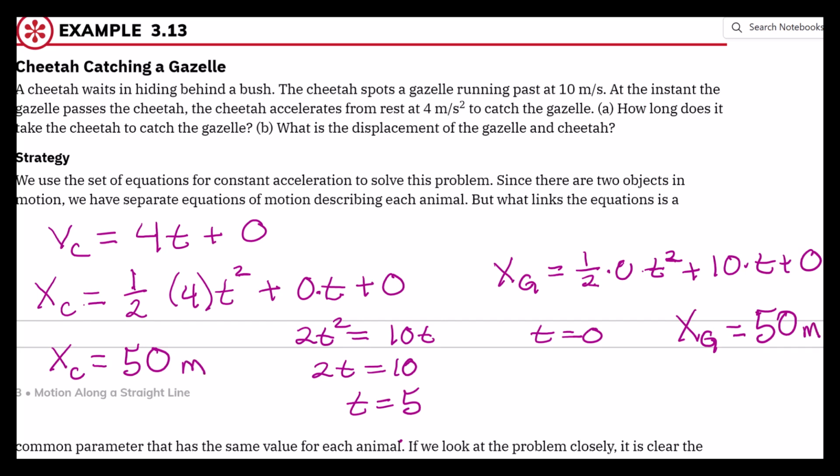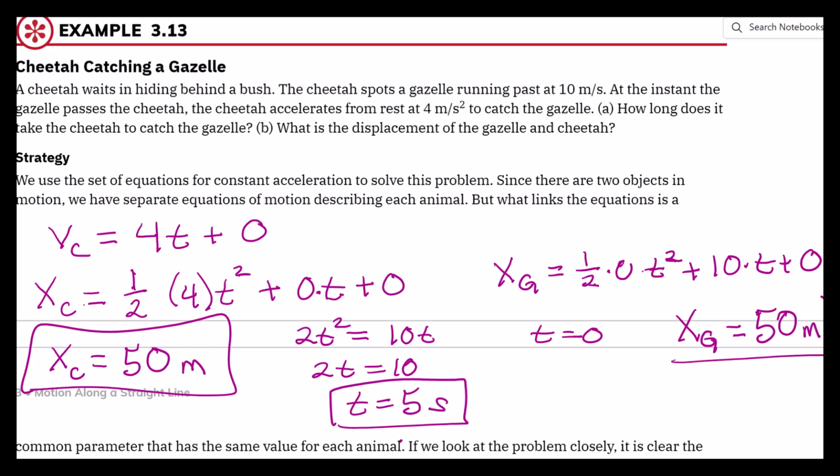So it takes the cheetah 5 seconds to catch the gazelle, so they can play guess who. I guess that's what they do.